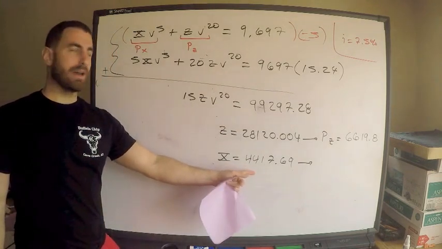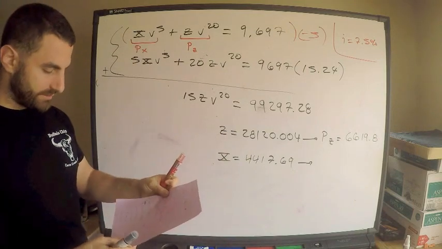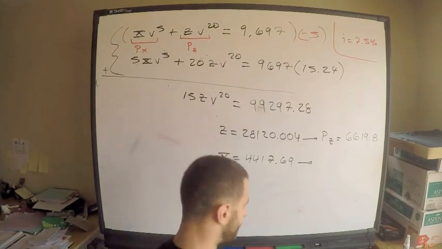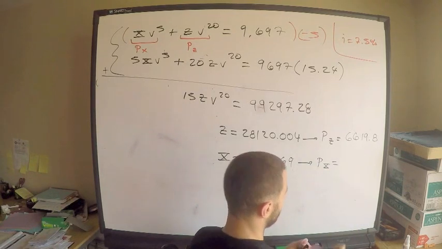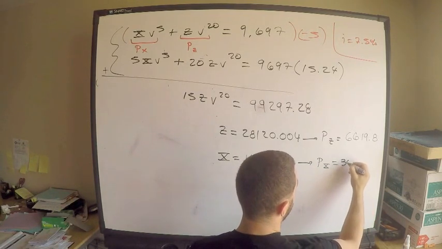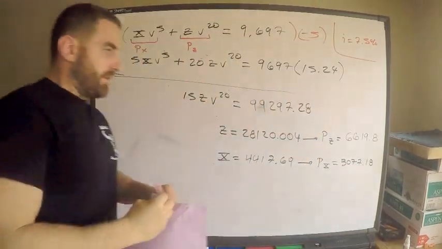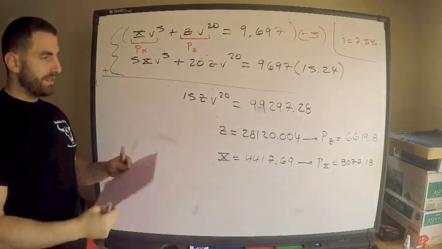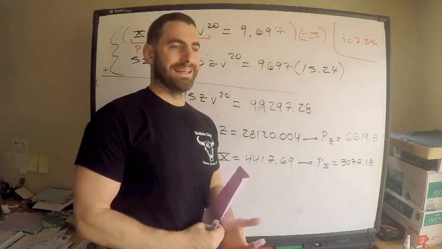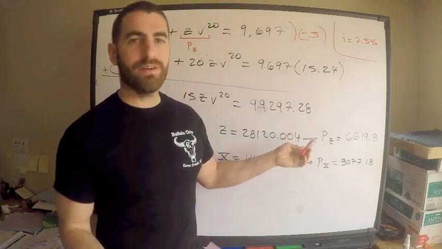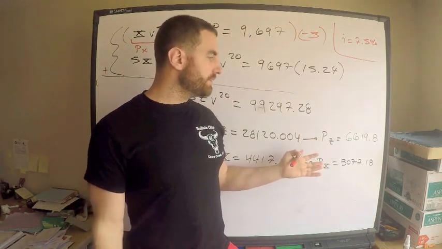That's the redemption value. How do I get the price? I discount it by v to the 5. P sub X is 3077. The price of my 5-year zero coupon bond is equal to 3077.18. Whatever, we could round more if you want, but that's what I get. So now, what do we need then? That takes care of it. If you look at the options here, this points to option A.